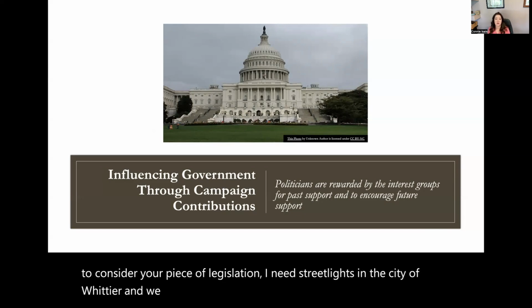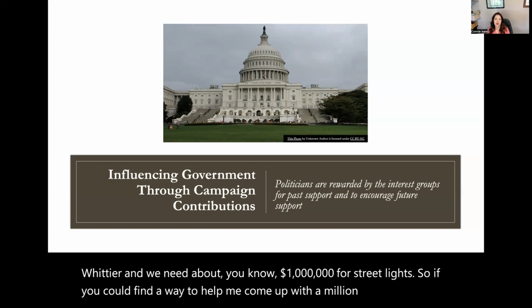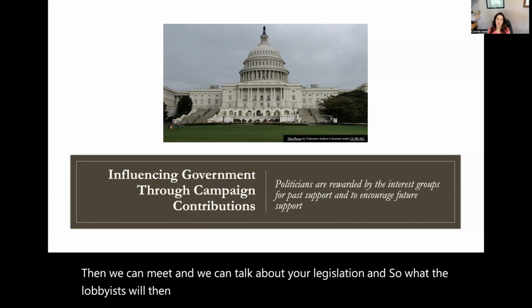And we need about $1 million for streetlights. So if you could find a way to help me come up with $1 million for these streetlights, then we can meet and we can talk about your legislation. And so the lobbyists will then contribute $1 million to the city of Whittier for these streetlights.